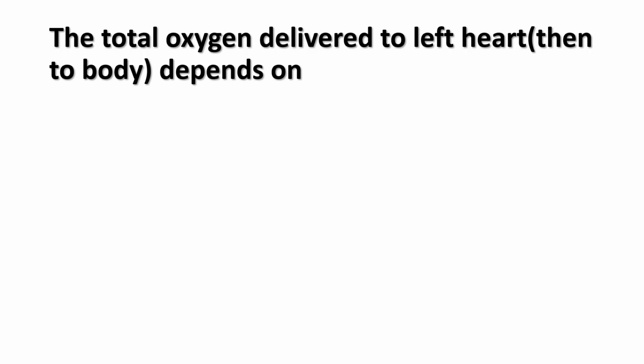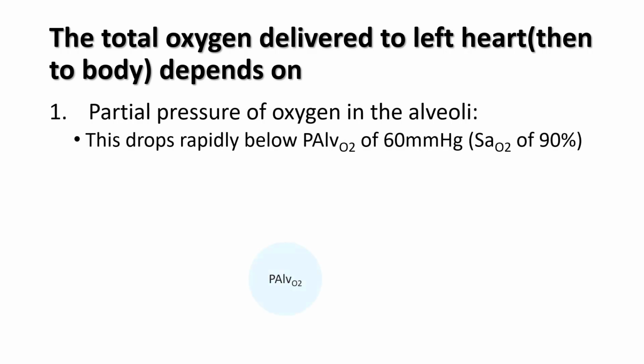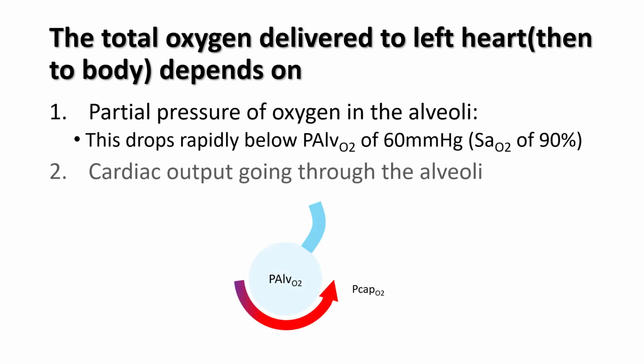Before we understand this further, you have to understand that the total oxygen delivered to the body depends upon two key factors. First of them is your end capillary partial pressure, which typically equilibrates with the P alveolar O2, and this determines the oxygen content of the blood. The second most important factor is the amount of blood flow, and the combination of these two will determine the total amount of oxygen leaving that alveoli.